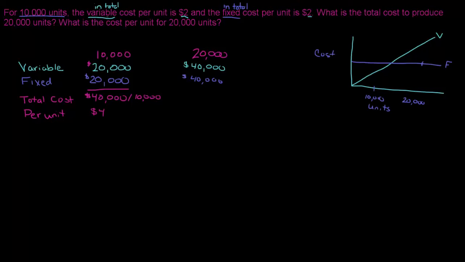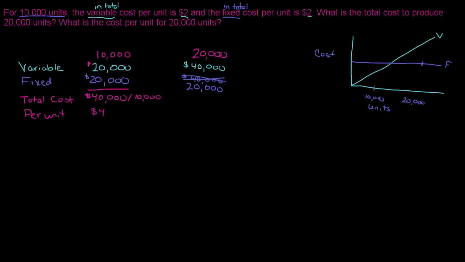Well, that doesn't make any sense now, does it? So actually, what you've got to think to yourself when you look at this problem is, wait a minute. This is fixed in total, so this isn't 40,000. This should be 20,000 because fixed cost is fixed in total. So my fixed cost is 20,000, not 40,000.